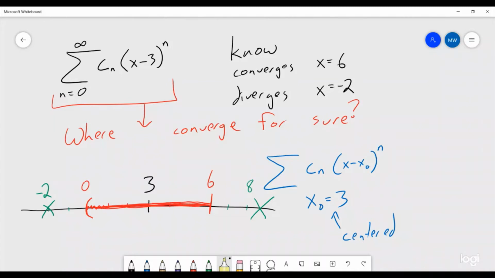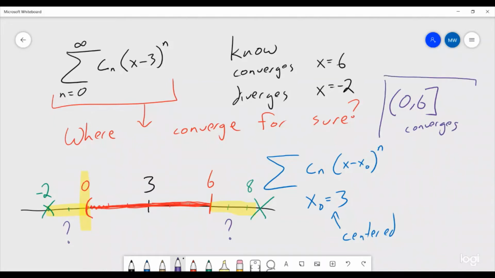Now, this does leave us a couple areas where we're just not sure what happens. So we don't know if between -2 and 0, or even at 0, as well as anything past 6 up until we reach 8, we just don't know what happens there. So right here we don't know what happens, right here we don't know what happens. But we are guaranteed that on the interval 0 to 6, it converges. That is a guarantee. Anything outside of that, we're not really sure.